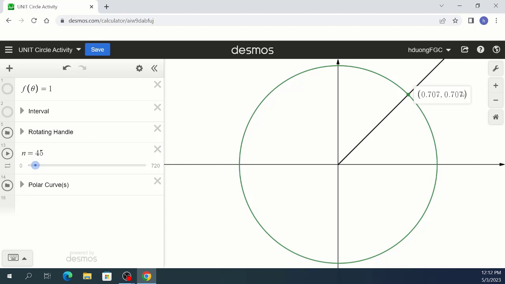Now, this value here in exact form is the square root of 2 over 2, but our value wasn't the square root of 2 over 2. It's just a little bit less than the square root of 2 over 2. So it's in between the 45 degrees angle and the 30 degree angle, which is what makes it hard to find on the unit circle.